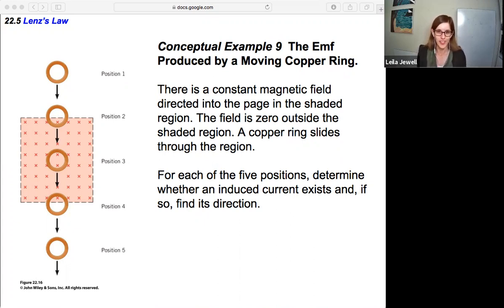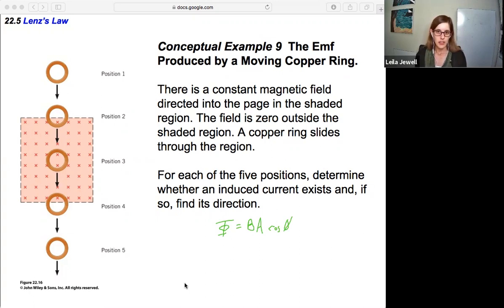All right, so if we want there to be an induced current, we know there needs to be a change in the magnetic flux, where a change in the magnetic flux means that we have some sort of change in either the magnetic field strength, B, a change in the area, or a change of the angle between the magnetic field and the area.